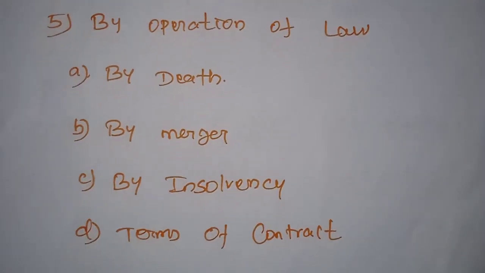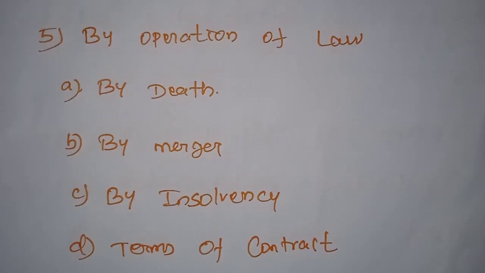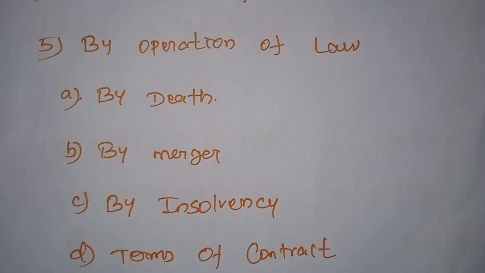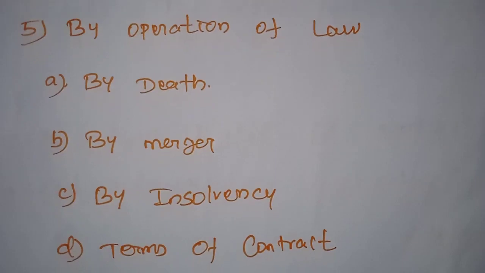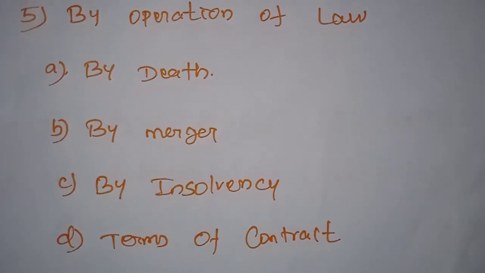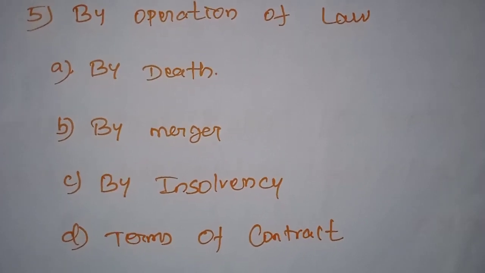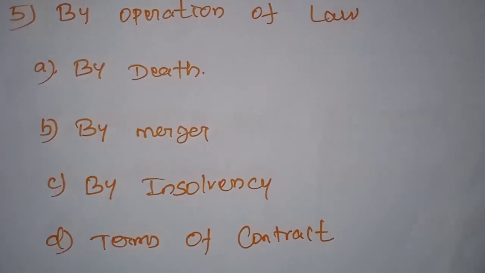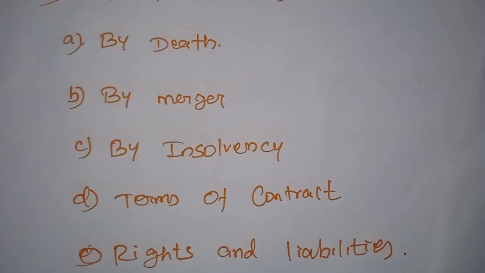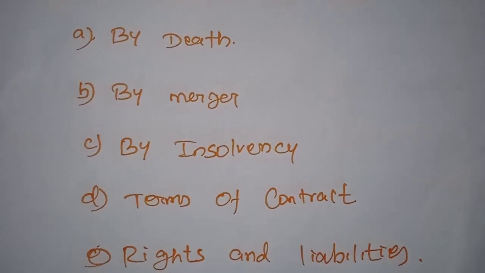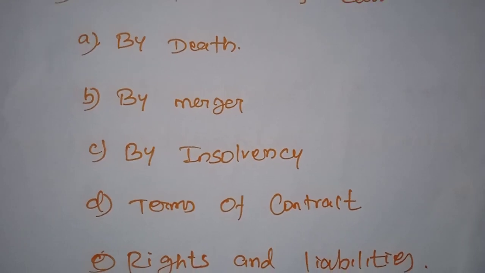Next, by merger. Merger will take place when an inferior right accrues to the same party, either under the same or another contract. Next, by insolvency. An insolvent is discharged from all liabilities incurred prior to his adjudication. Suppose the promisor becomes insolvent in such a case, the contract may come to an end.